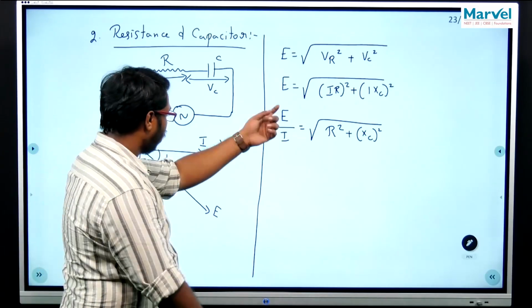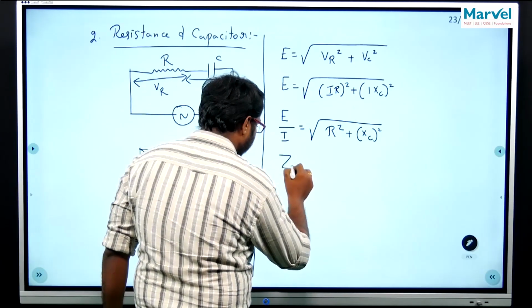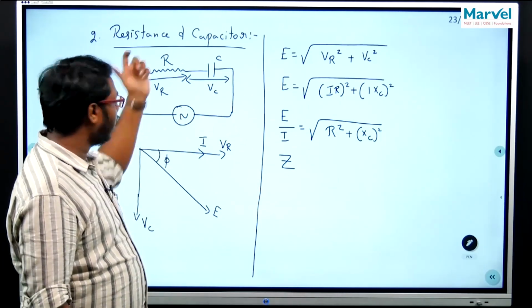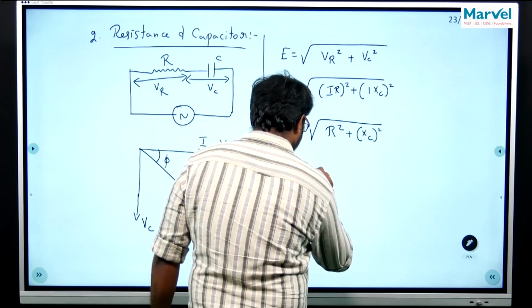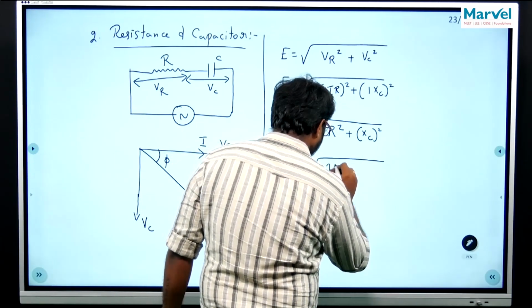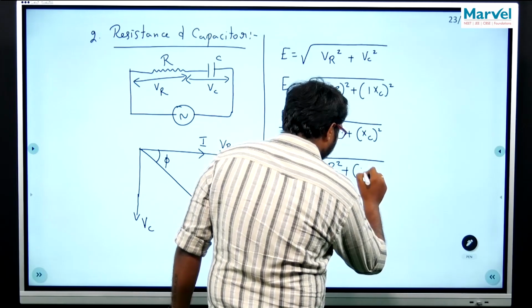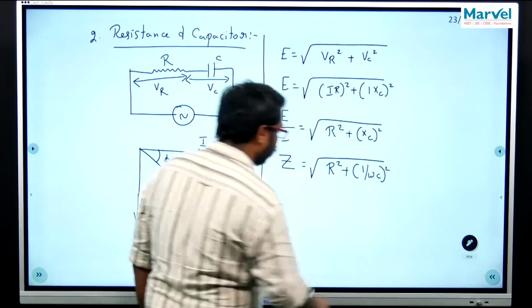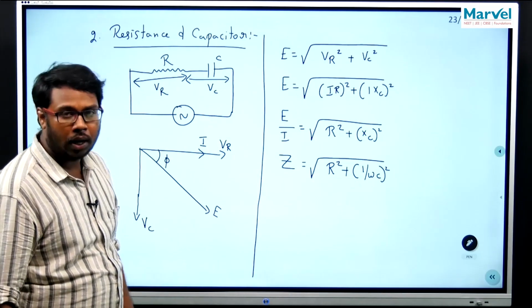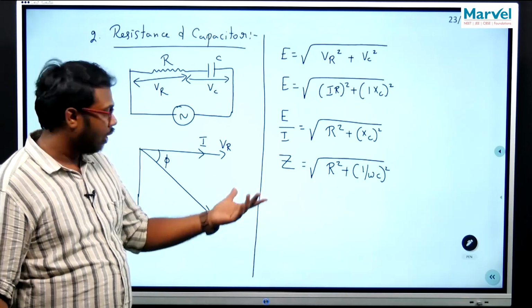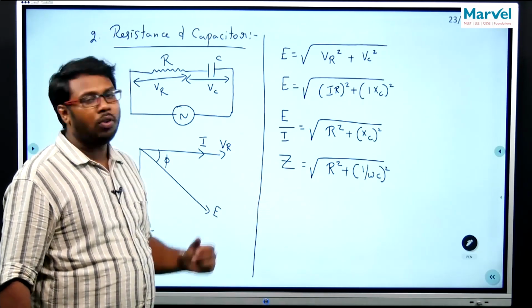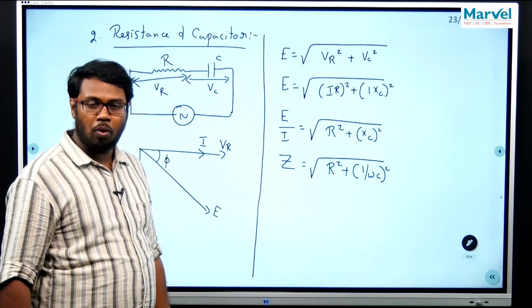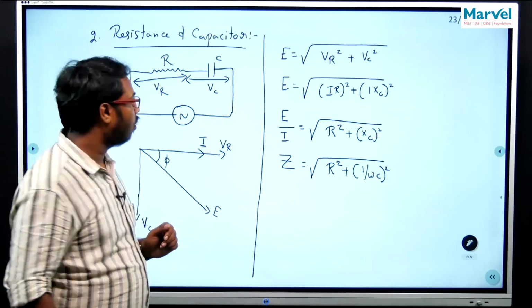So now what is E by I? It is the resistance Z, which is nothing but the impedance or the total resistance of this circuit, which is equal to root of R square plus 1 by omega C the whole squared. After that, in your numerical problem, if they give you the value of the frequency, try to rewrite that omega as 2 pi mu and then substitute that value here.